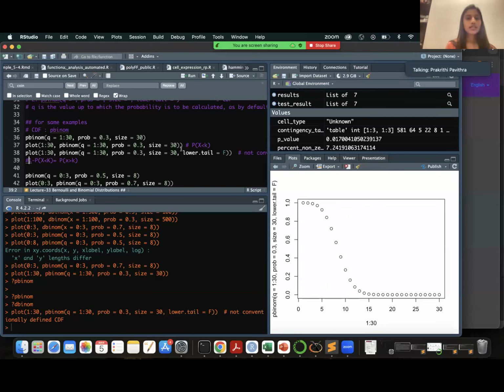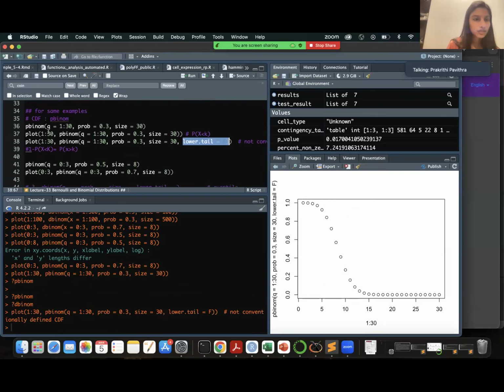Yeah, so it just subtracts your whole distribution from 1. So that's what lower tail is. So it depends on whether you want to calculate P of X less than or equal to k or P of X greater than or equal to k. So that depends on your question in the numericals.